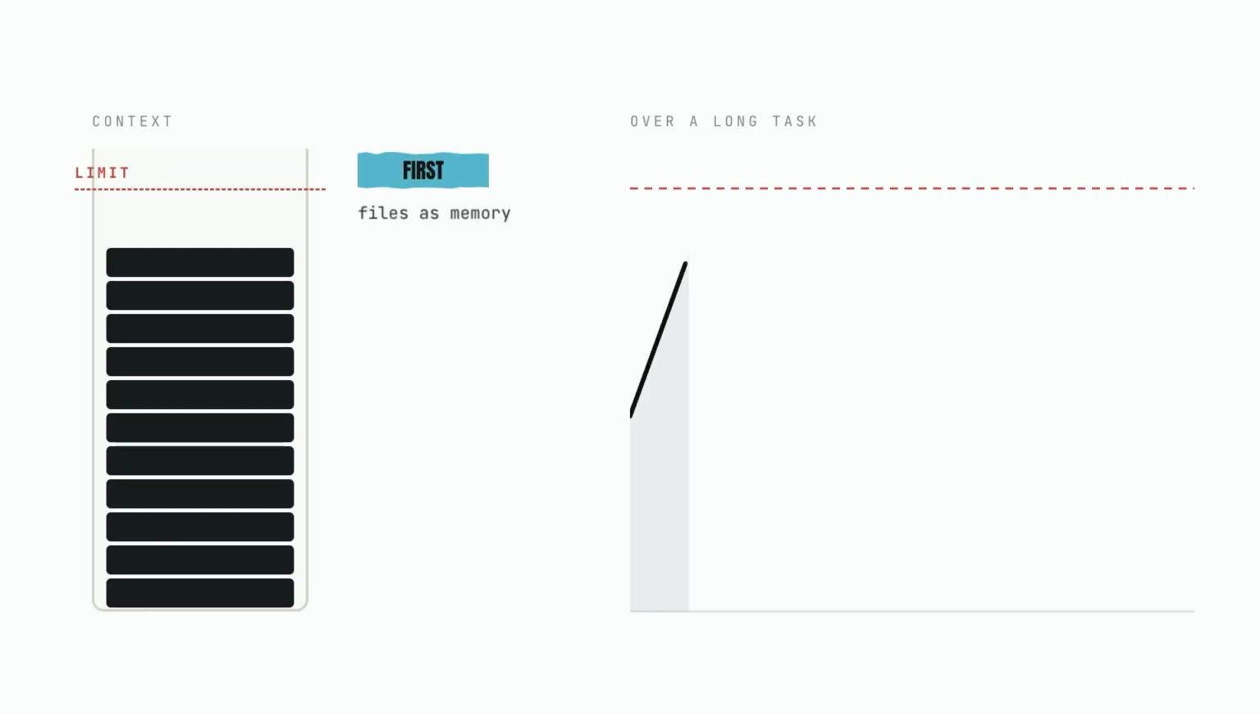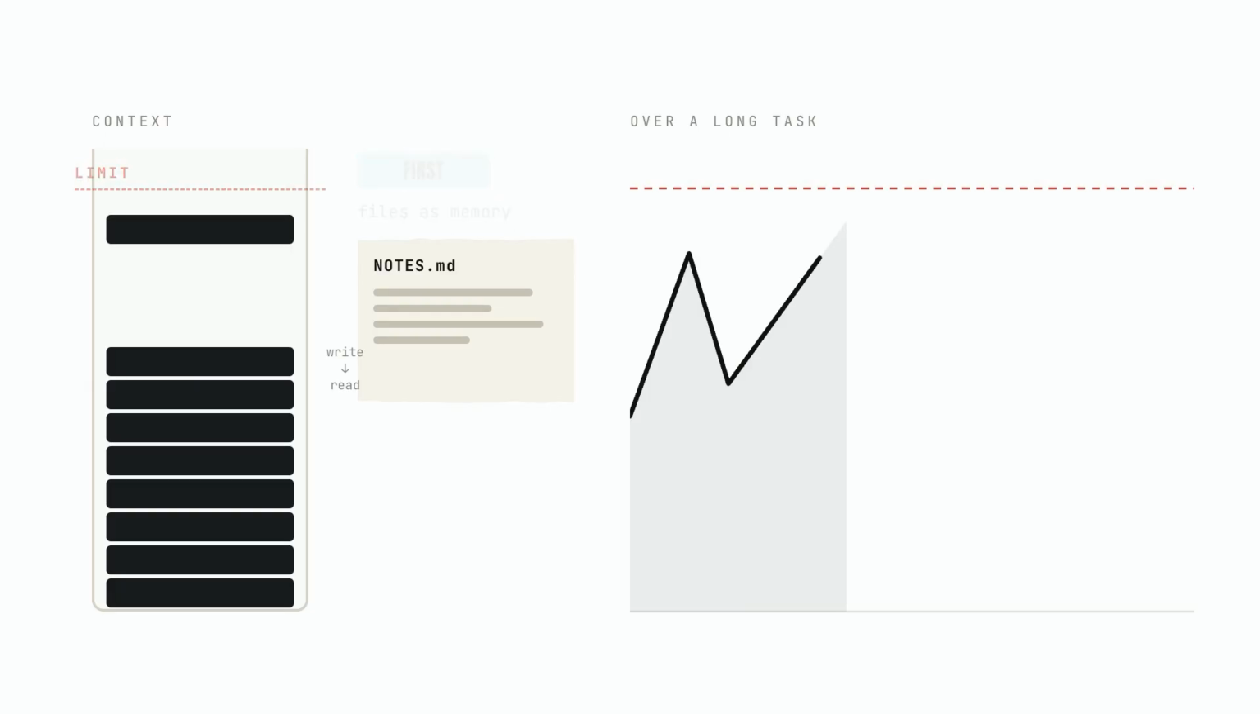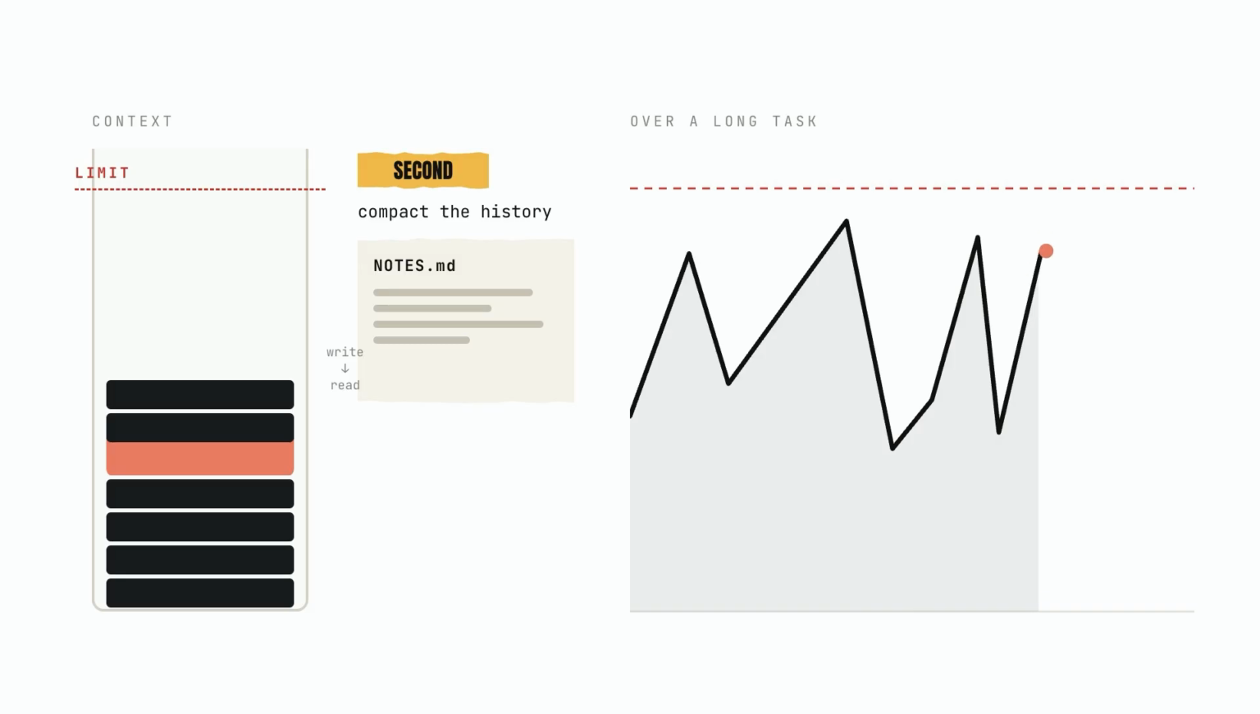So how does Claude Code handle a task that takes hundreds of steps without drowning? Two ways. First, it uses files as its memory instead of holding everything in its head. It writes things down to files and reads them back when it needs them, the way you would use a notepad. Second, when the history gets too long, it compacts it, summarizes what happened so far into a shorter version, and keeps going. That's how it gets through really long tasks without getting lost.